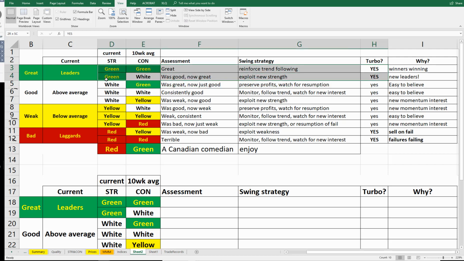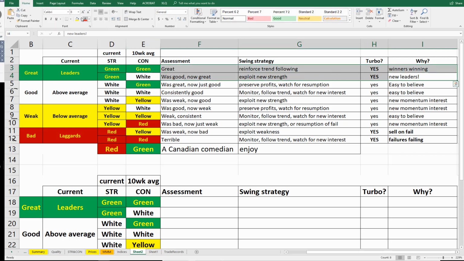Green and white actually even more, because this thing has been above average on consistency for the last 10 weeks, but is now exceptionally strong on the current strength. And that means there has been some recent new money come into that to make it begin to outperform in an exceptional manner. And so it was good, now it's great. And so I want to exploit new strength on this swing strategy. And if I'm already long, I want to look to add a second position. And I'm very willing to turbo this because it's so good. So these two here are really exceptional and wonderful things to participate in.